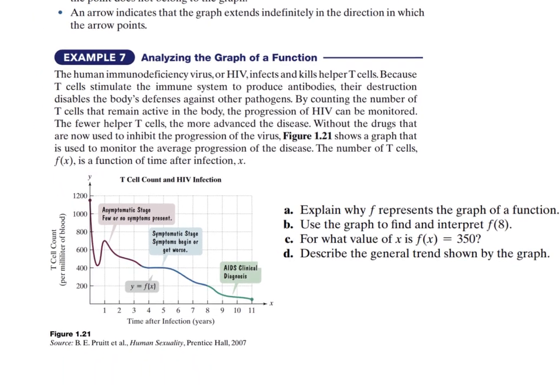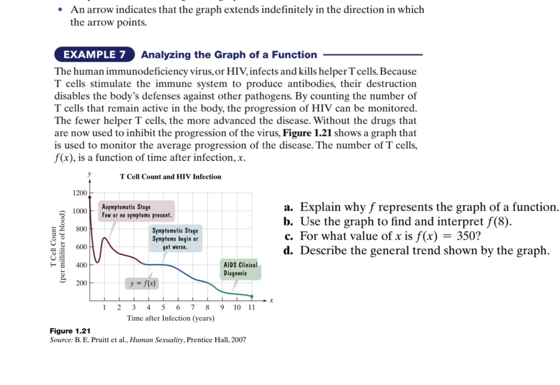So let's analyze the graph of a function. Example 7. The human immunodeficiency virus, or HIV, infects and kills helper T cells. Because T cells stimulate the immune system to produce antibodies, their destruction disables the body's defense against other pathogens. By counting the number of T cells that remain active in the body, the progression of HIV can be monitored. The fewer helper T cells, the more advanced the disease. This is without the drugs that are now used to inhibit the progression of the virus.